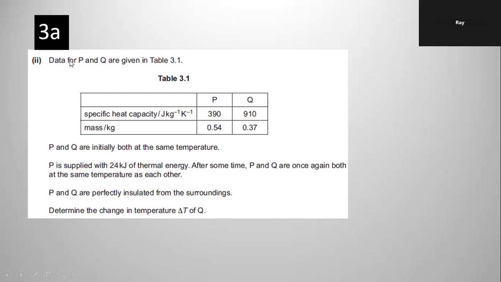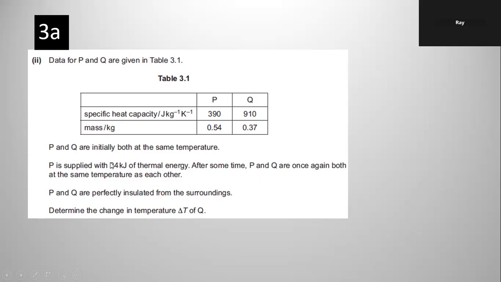The data for P and Q is given in the table: specific heat capacity, mass of P and mass of Q. P and Q are initially both at the same temperature. P is supplied with 24 kilojoules of thermal energy. After some time, P and Q are once again both at the same temperature as each other. P and Q are perfectly insulated from the surroundings, so no heat loss. That's what they mean. Determine the change in temperature delta T of Q.